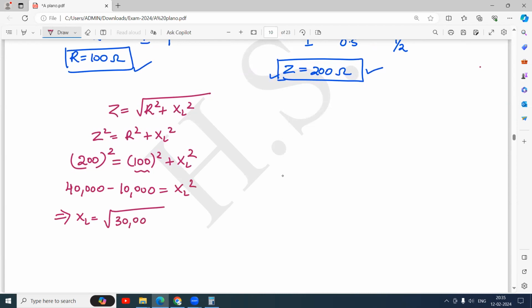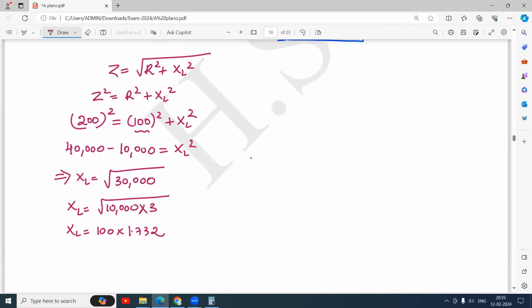So XL is equal to root of 30,000. You know that root of 10,000 is 100 and root of 3 is 1.732. So XL is equal to root of 10,000 into 3, which is 100 into 1.732. As far as possible, we will avoid a calculator. So XL is 173.2 ohm.